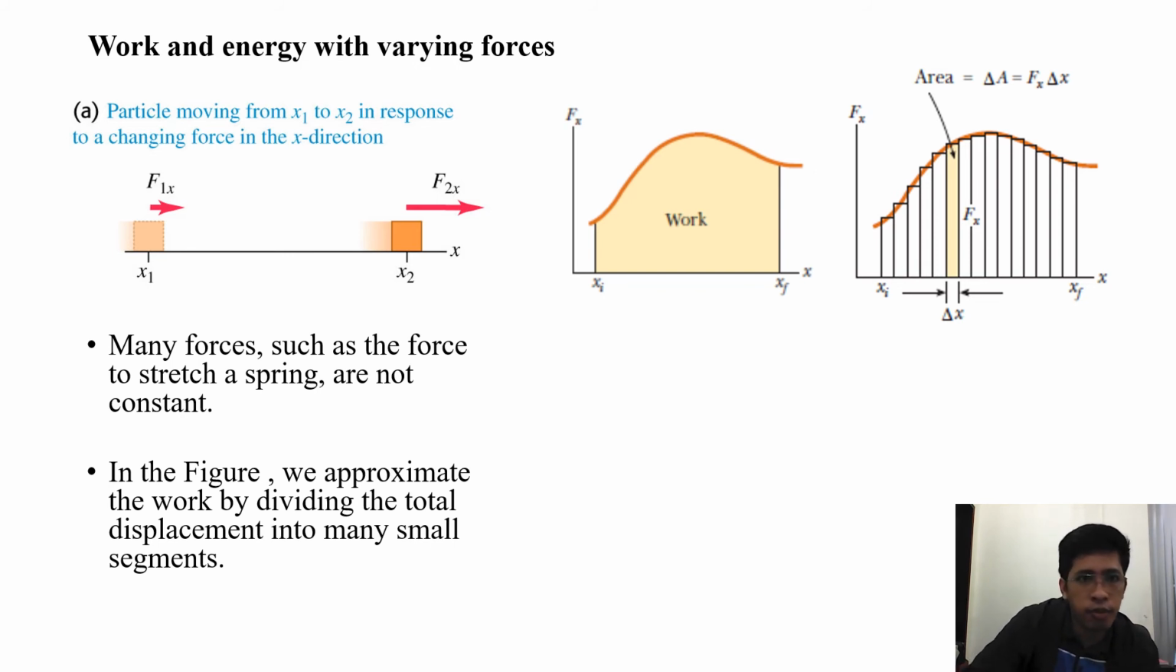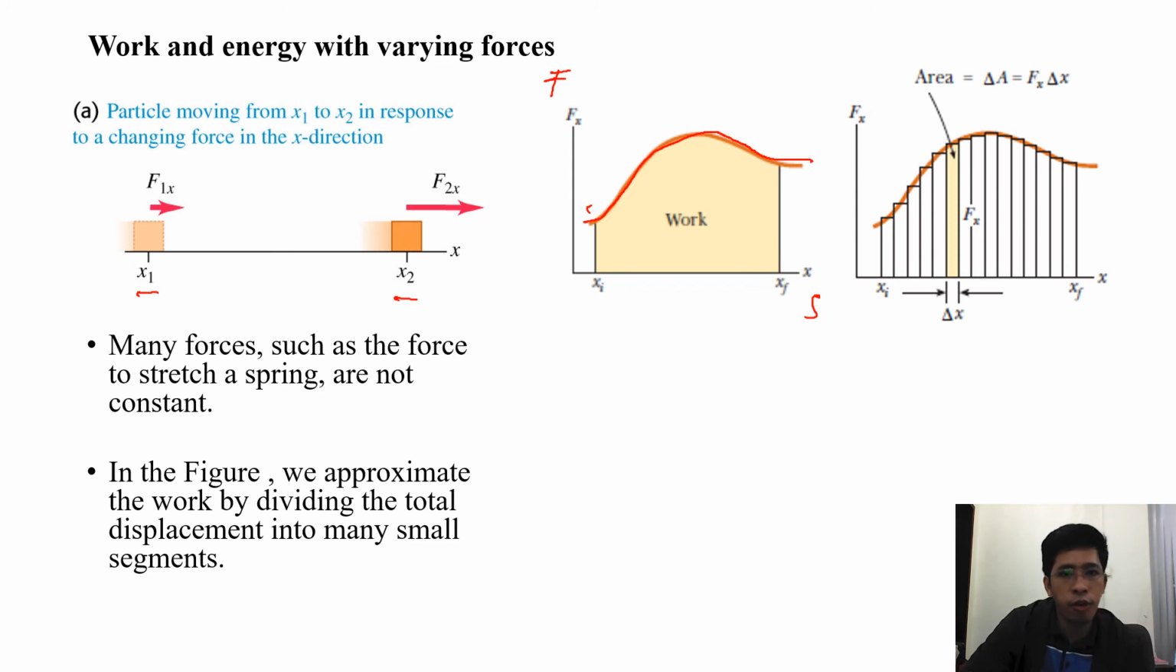Like say for example, for this case here, a particle moving from x1 to x2 in response to changing force, and let's say that the force applied to the system is like this. So you have an increasing force, and then it slowly decreases. Here you have your F, and then your X, or we can also say that here you have your displacement S. So your F versus S graph.